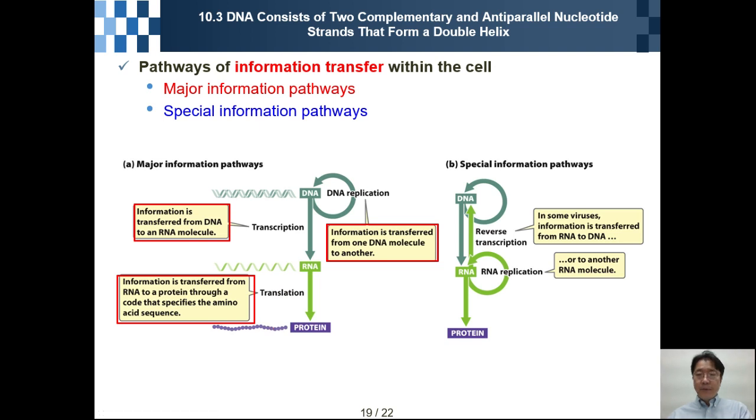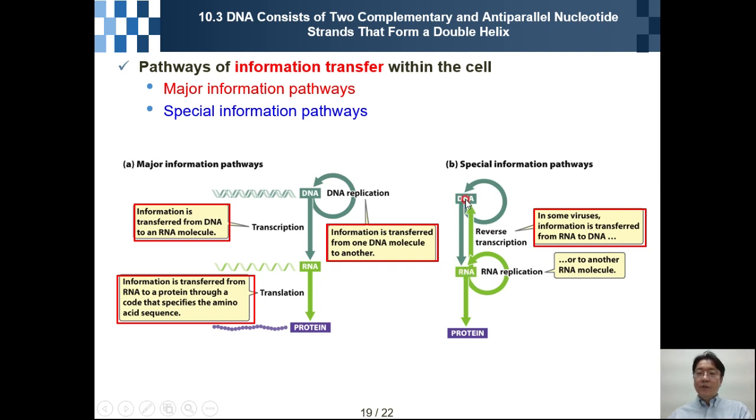How about the special information pathway? In some viruses, RNA can be reverse transcribed, that is, RNA can become DNA. Which viruses are RNA viruses? RNA viruses include HIV, influenza or COVID-19. So in some viruses, information is transferred from RNA to DNA.